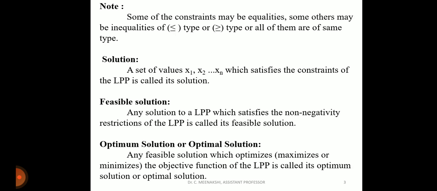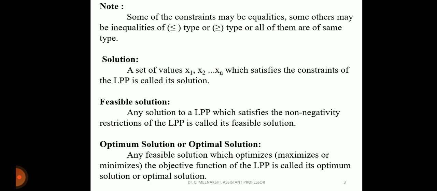Next, we note that some of the constraints may be equalities or inequalities. Inequality means less than or equal to or greater than or equal to type, or all of them the same type, that is, all of them less than or equal to type or greater than or equal to type. Then we have to know the definition of a solution: a set of values x1, x2, etc., xn which satisfies the constraints of the LPP is called a solution.